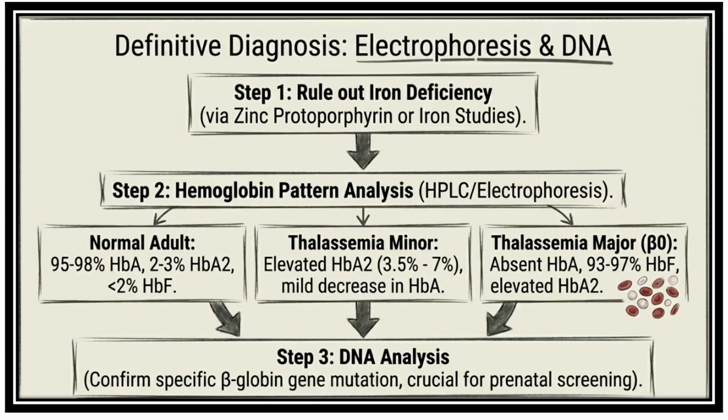For a definitive diagnosis, we use hemoglobin pattern analysis via HPLC or electrophoresis, followed by DNA analysis. Elevated HbA2, usually 3.5 to 7%, is a diagnostic hallmark for the heterozygous trait. In homozygous beta 0 patients, you will see a complete absence of adult hemoglobin A, with HbF, that is fetal hemoglobin, massively elevated up to 93 to 97%.